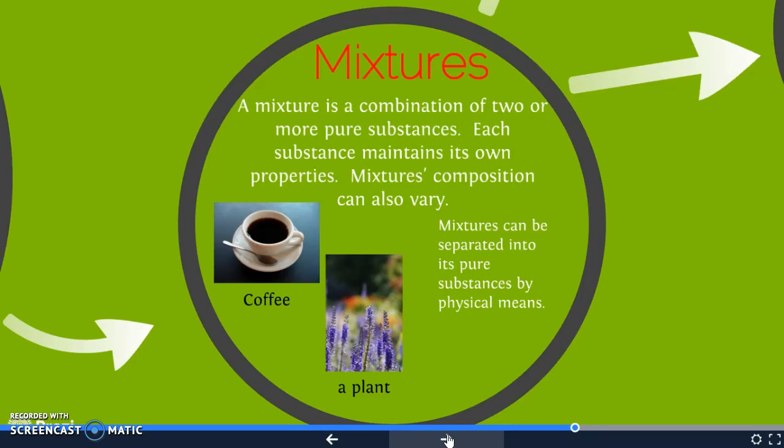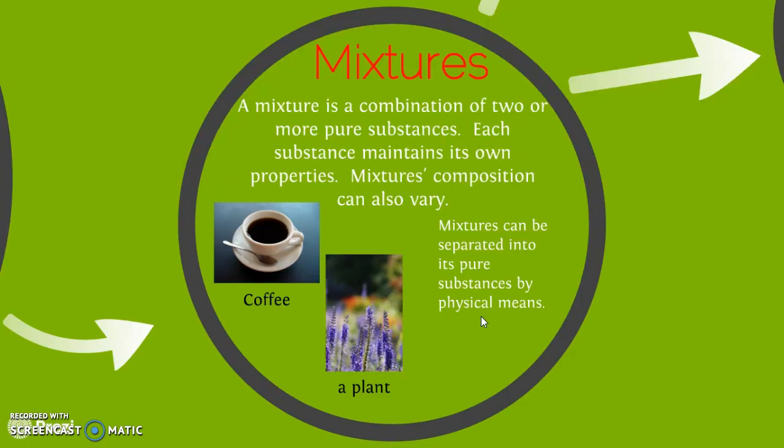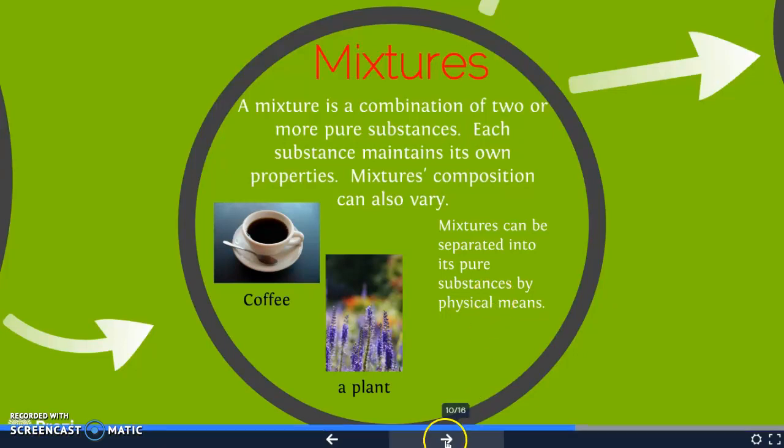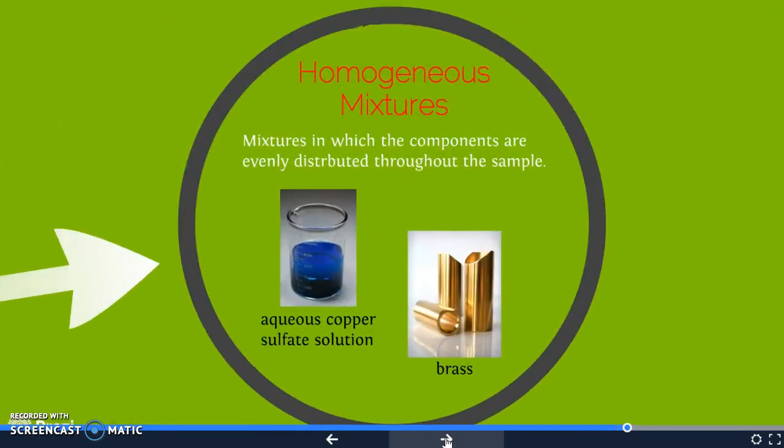Mixtures can be separated by physical means. You can filter, you can distill. You can use a magnet to separate iron from other things. So mixtures can be separated physically much more easily than pure substances can be separated. All right, so in terms of mixtures, we have two types. We have homogeneous mixtures, which are evenly distributed throughout the sample.